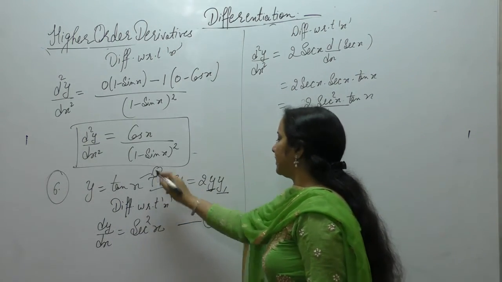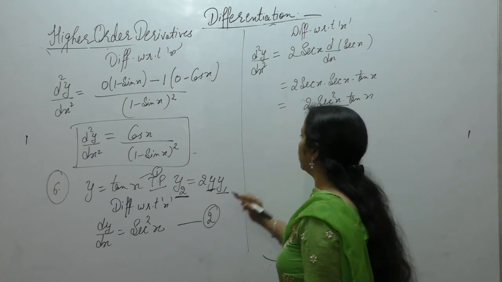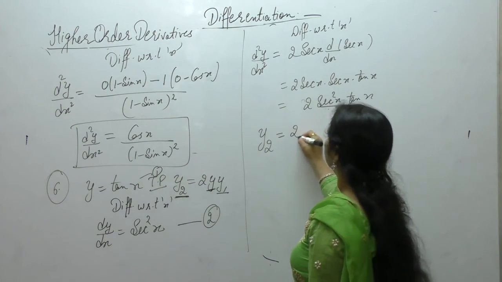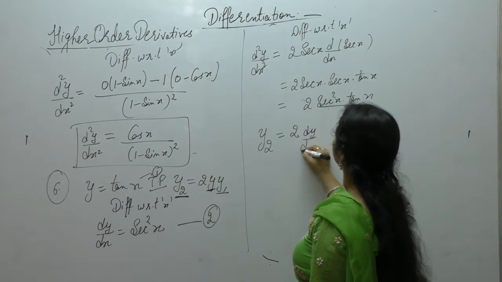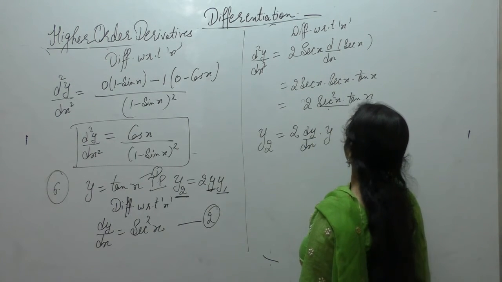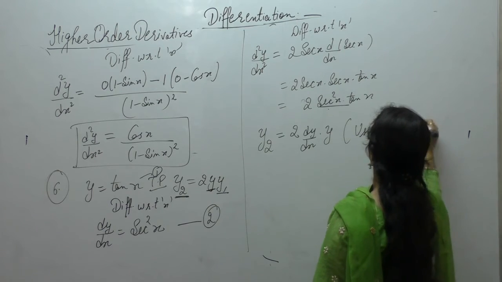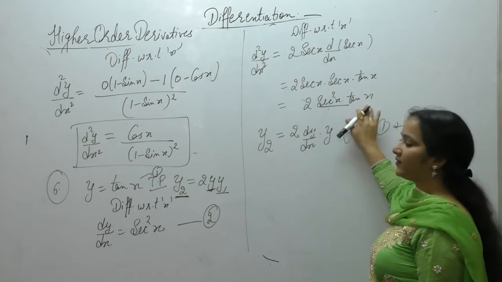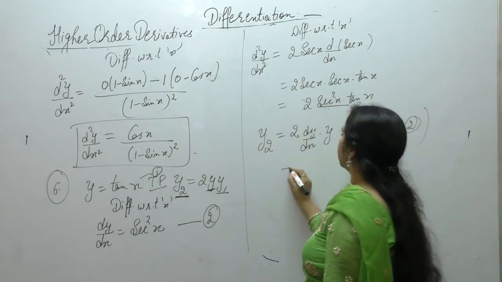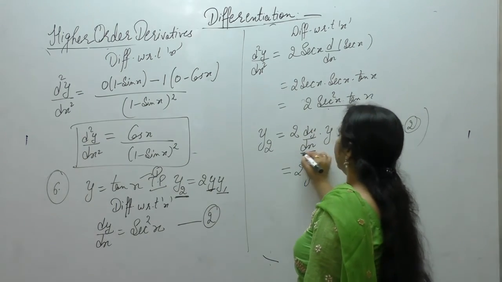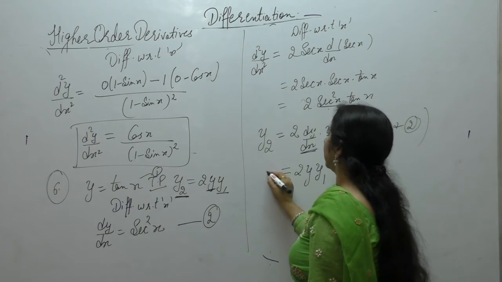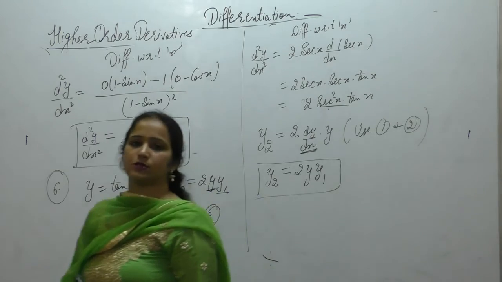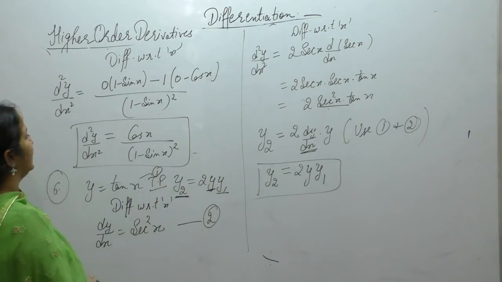Let this equation be 1, this be 2. We can write y2 as 2 into dy upon dx into y. Use 1 and 2. Clear? Sec square x is the value of the first derivative, tan x is the value of y. So we can write it as 2y. So y2 is equal to 2 into y into y1.